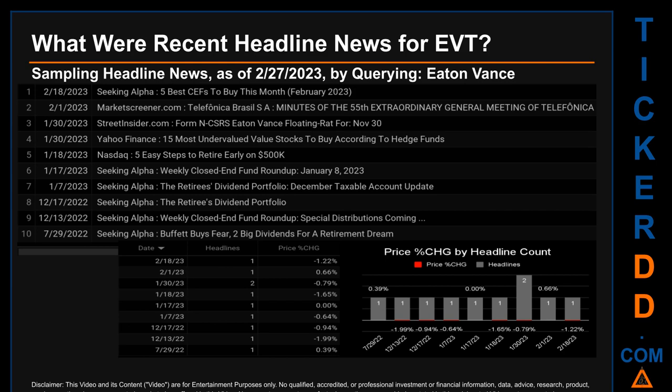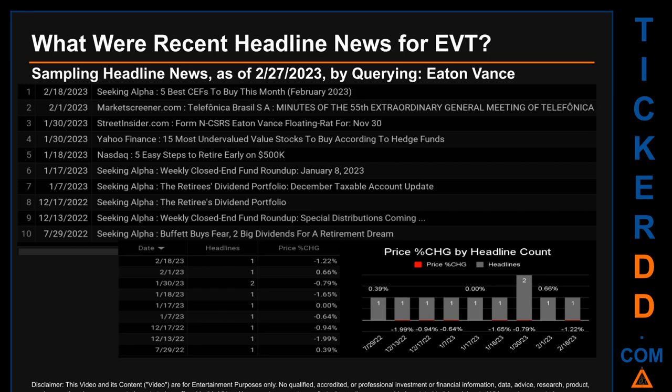Wednesday, February 1, 2023 was the day with the highest percentage change in price when we compare opening versus closing price for the ticker. The day saw a jump of 0.66% when EVT opened trading at 24.22 and closed at $24.38. There was one found headline when MarketScreener.com published the headline that read, Telefônica Brasil SA, minutes of the 55th Extraordinary General Meeting of Telefônica Brasil SA held on February 1, 2023.